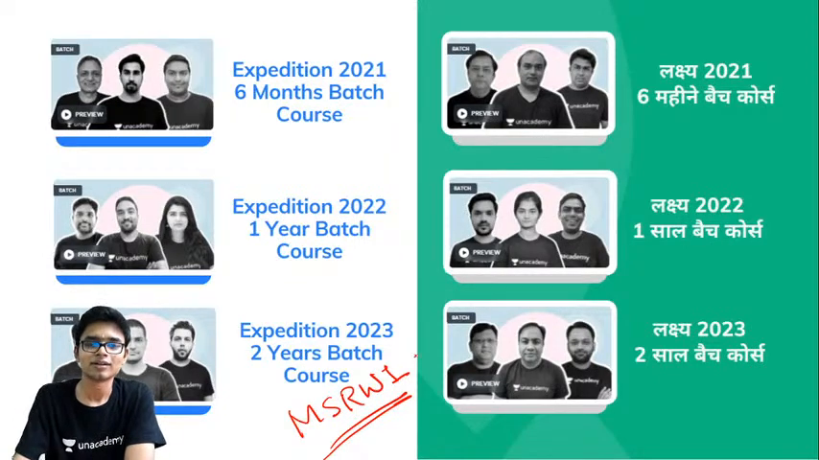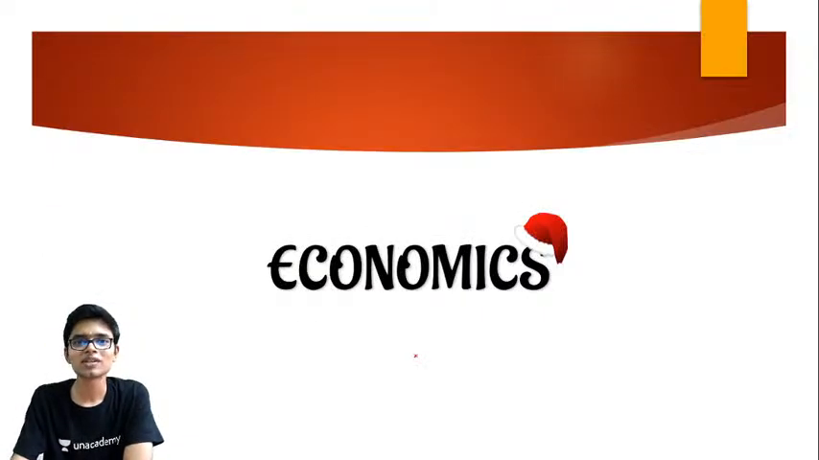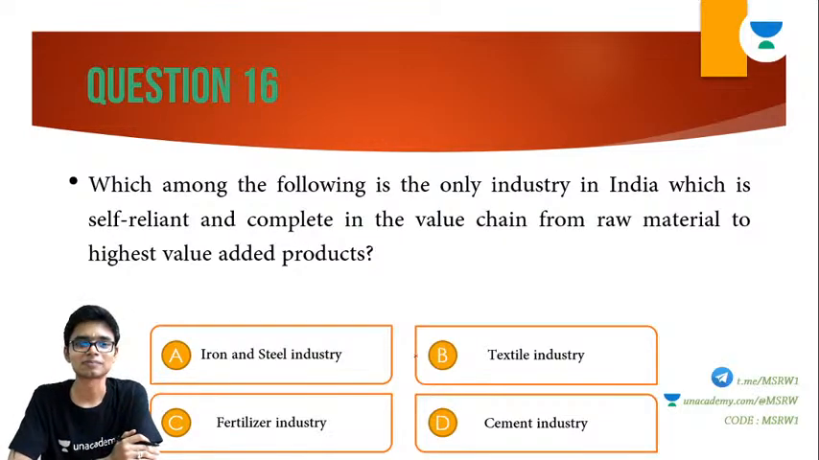Okay, so the next 5 questions are from economics. Question 16. Which among the following is the only industry in India which is self-reliant and complete in the value chain from raw material to highest value added products? Option A, iron and steel industry. Option B, textile industry. C, fertilizer industry. D, cement industry.